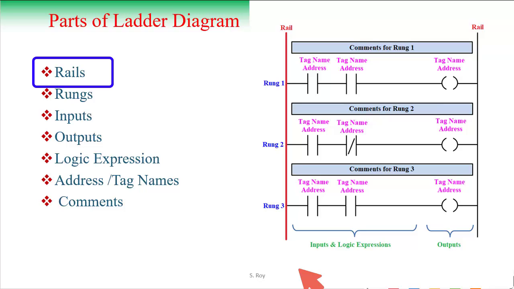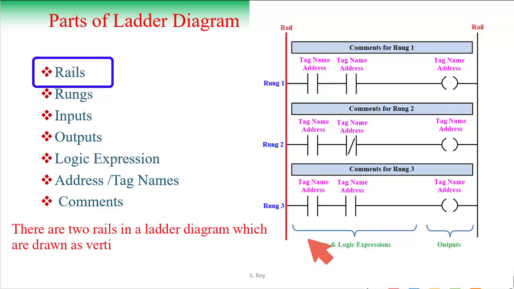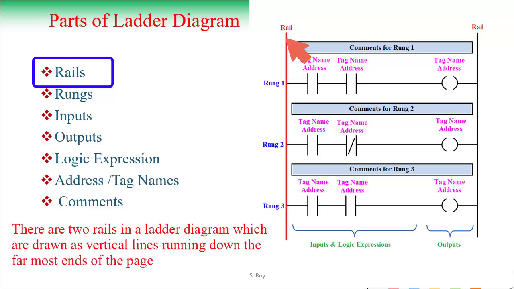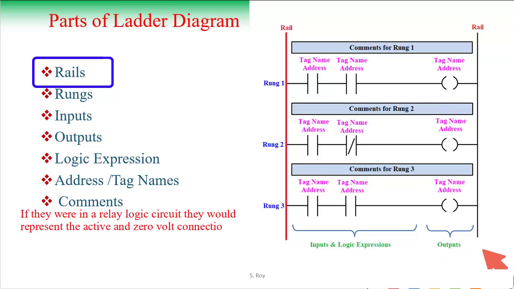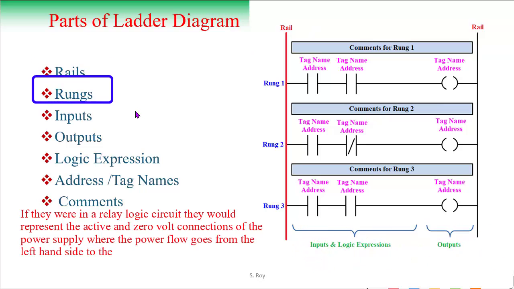First one is rails. There are two rails in the ladder diagram which are drawn as vertical lines running down the farthest ends of the page. This is one rail, this is another rail. If they were in a relay logic circuit, they would represent the active and zero voltage connection of the power supply, where the power flow goes from the left hand side to the right hand side always.